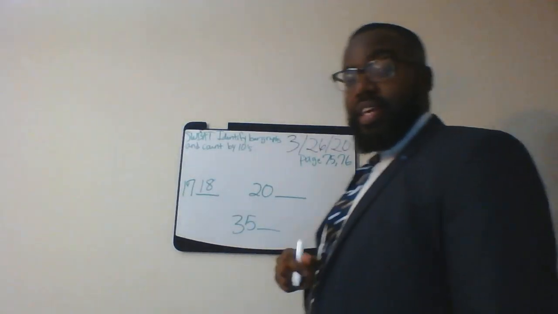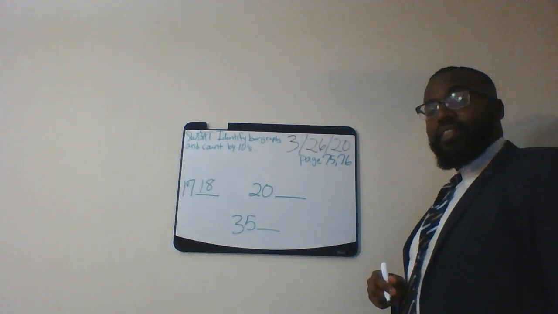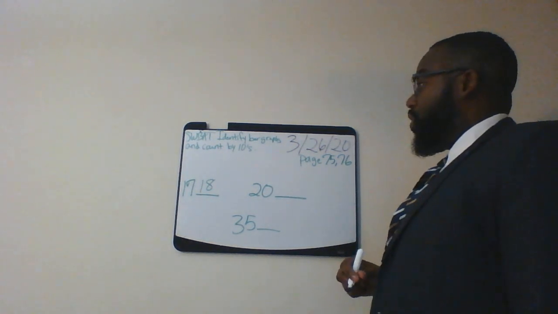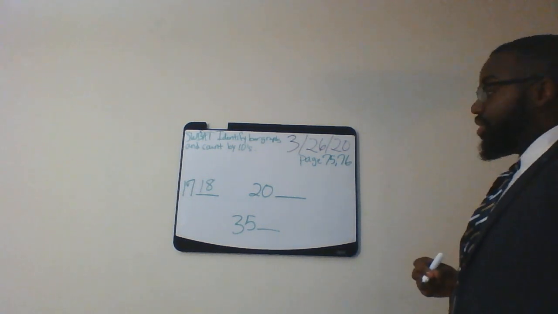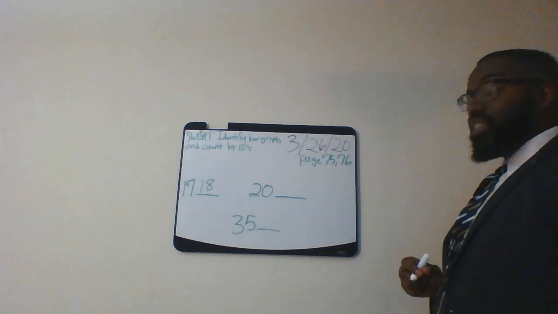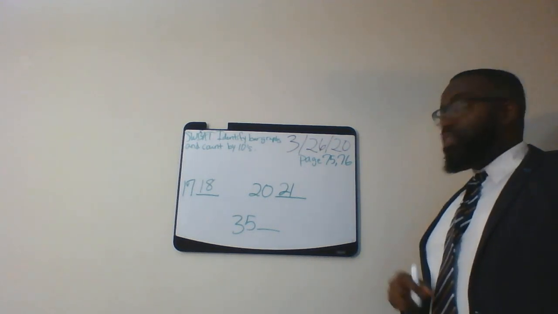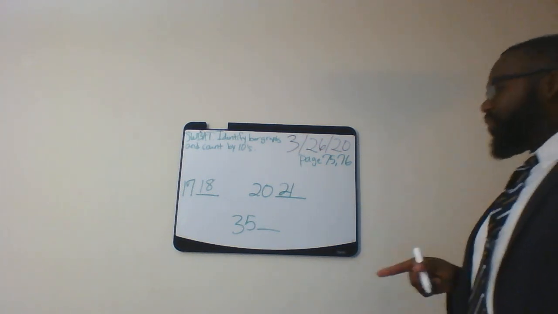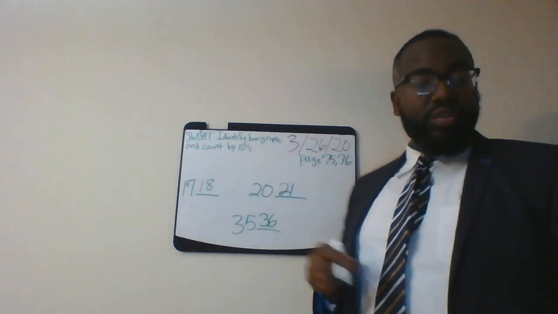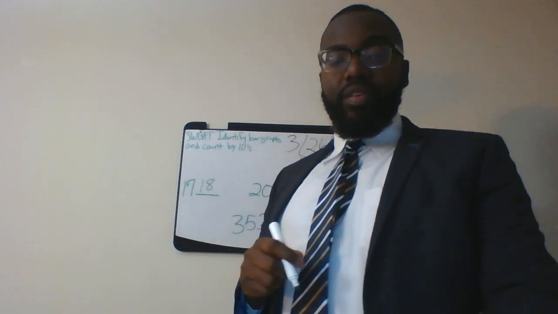That's correct. 18 does come after 17. So let's look at 20. What number comes after 20? Which number comes after 20? Good job, 21. Now what number will come after 35? What number do you think comes after 35? Would it be 34? No, 34 comes before 35. Good job, 36. It will be 36. So as you look at question 5, make sure you write the number that comes directly after.